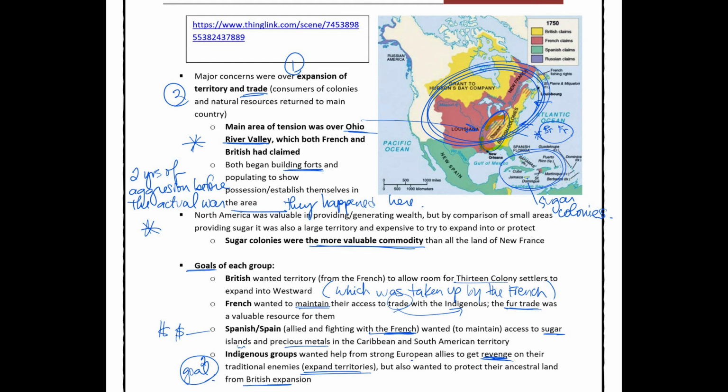And because they both claimed it, they both started building forts because they thought, well, if we're populating the area, if we're settling in the area, it gives us more claim to it. So that's where a lot of the initial battles, if we said that there were 2 years of aggression before the actual war, they happened here in that territory.